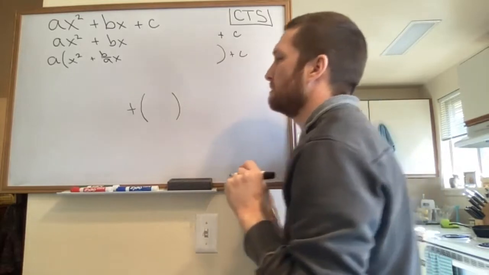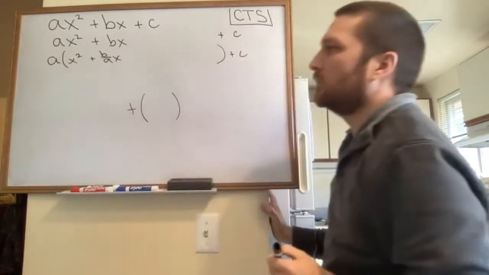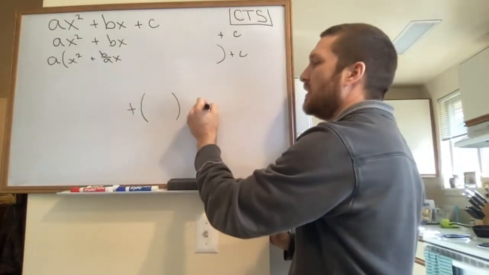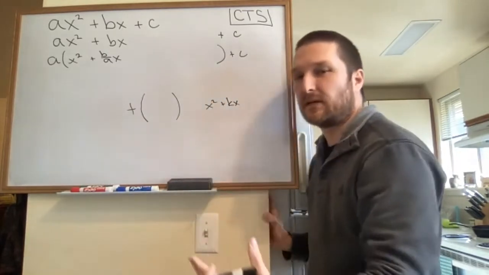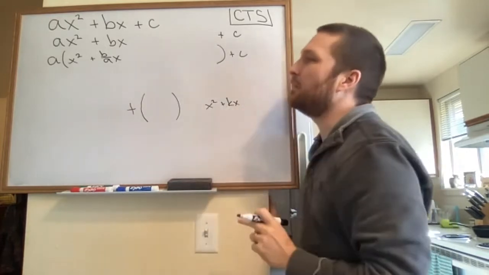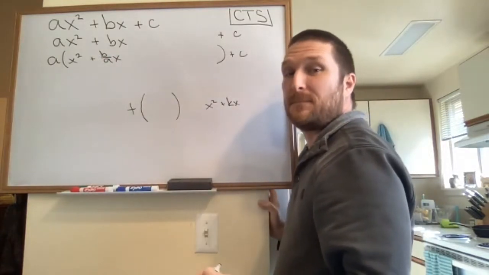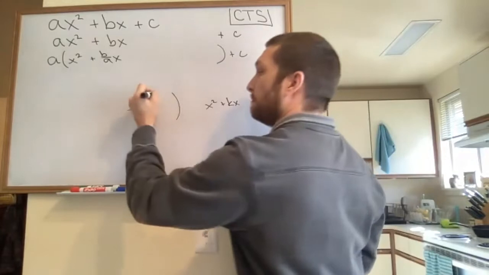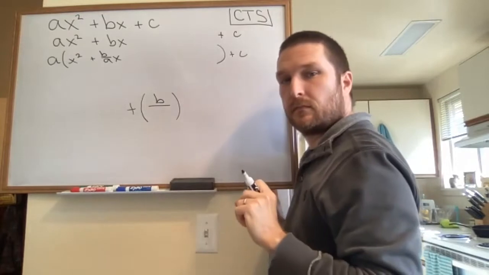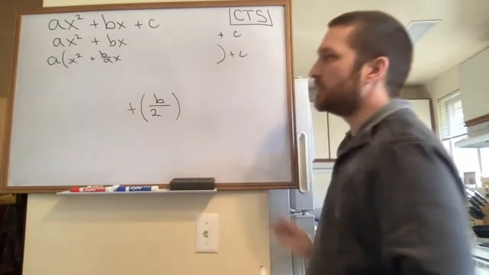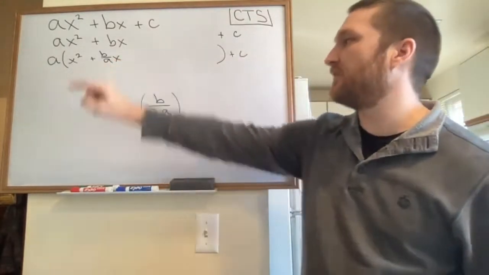A squared, right? No. How did we do it before? Remember when we had the x squared plus kx? What did we do to this? We took something of it, divided by 2. We divided it by 2. So b over 2. b over what? 2a. There we go. That is 1/2 of that.